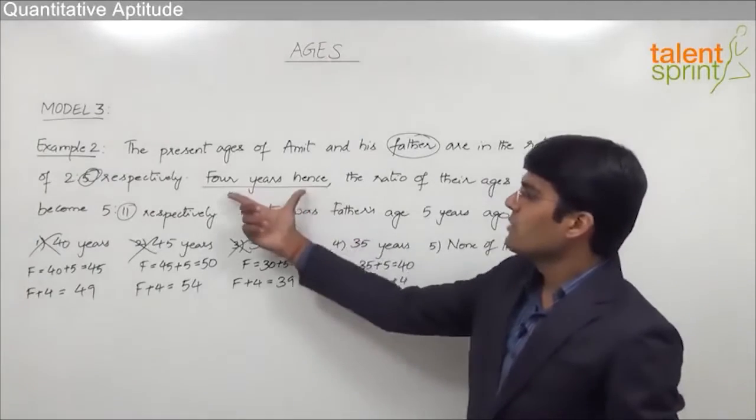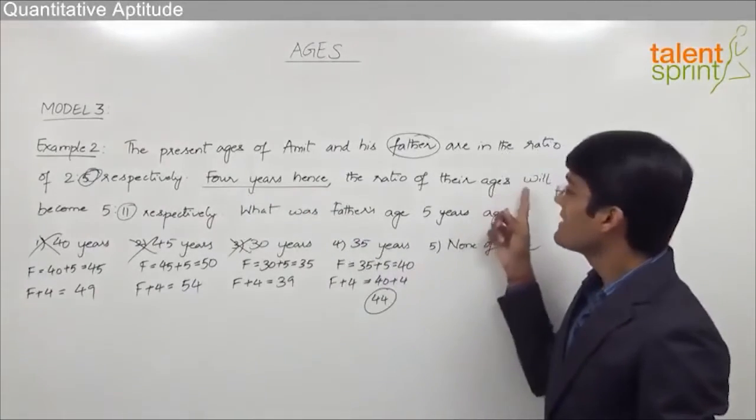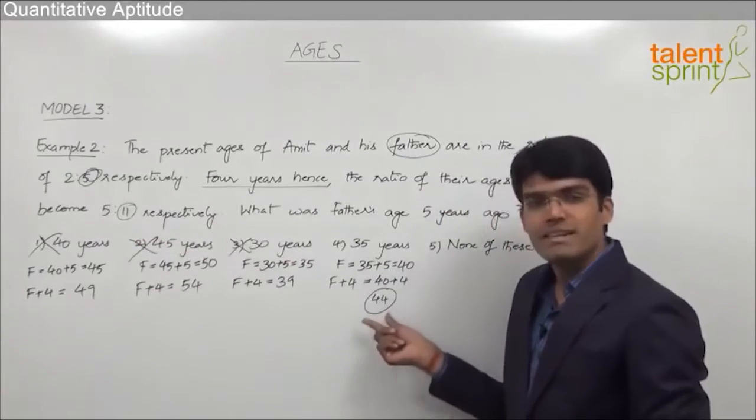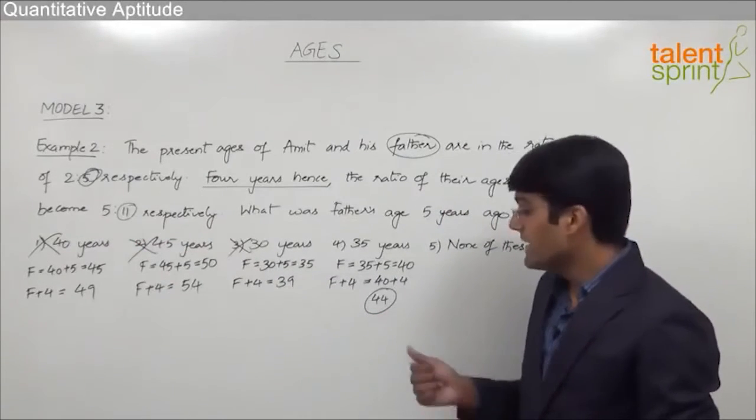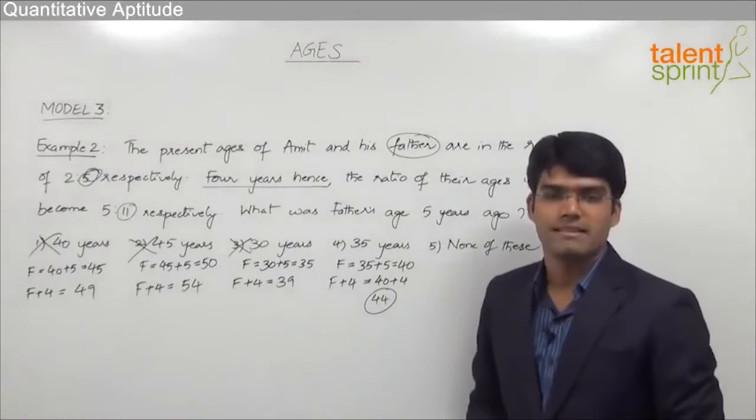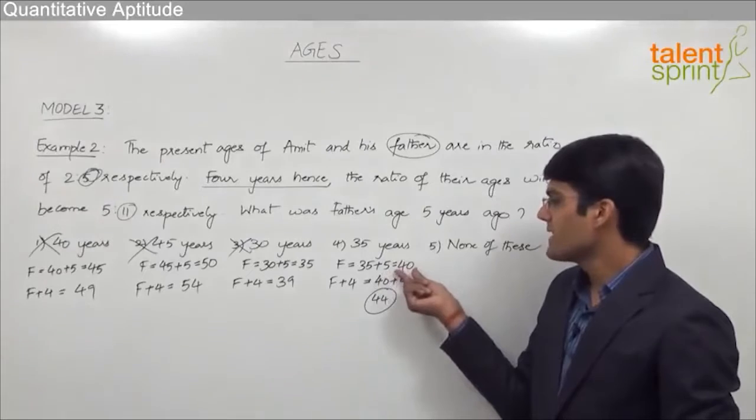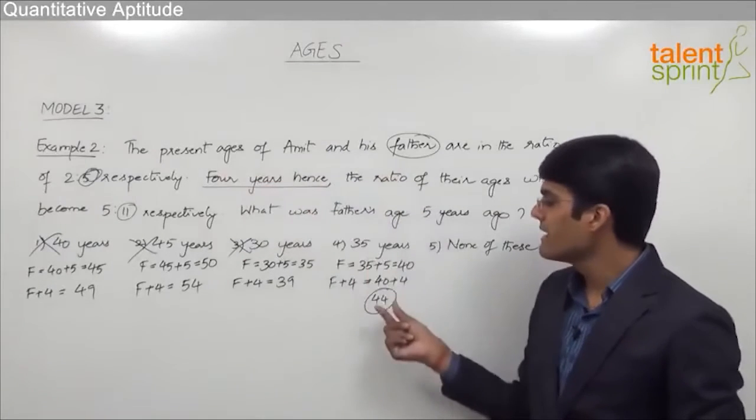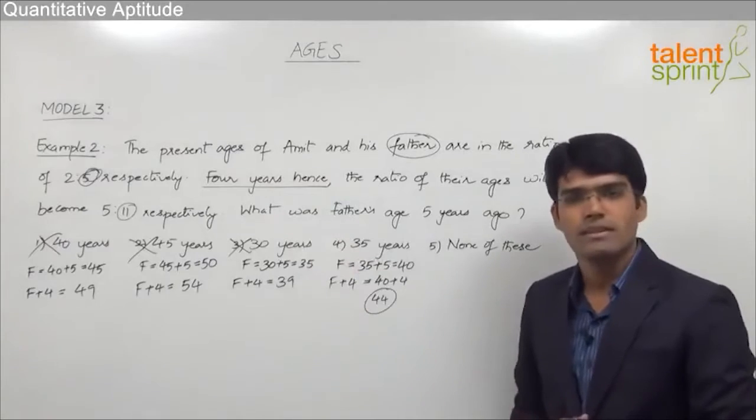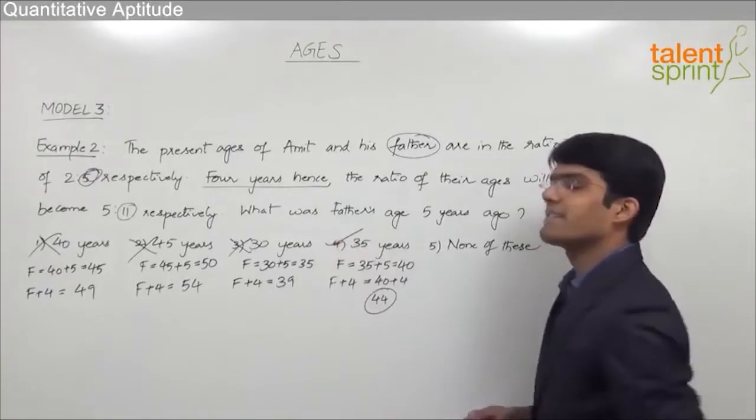From the given question, we know that 4 years hence, father's age should be a multiple of 11. And 44 here is a multiple of 11. So very clearly, this option satisfies both the conditions. The first condition, that is present age should be a multiple of 5, and the second condition, that is 4 years hence, the age should be a multiple of 11. So this can be taken as the correct answer.